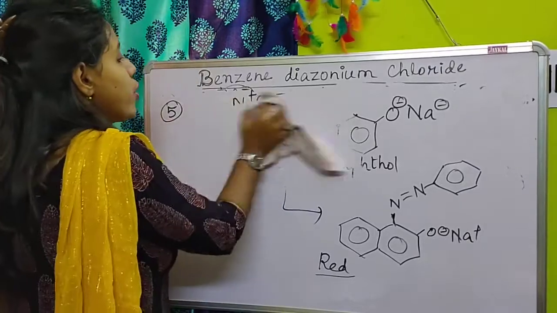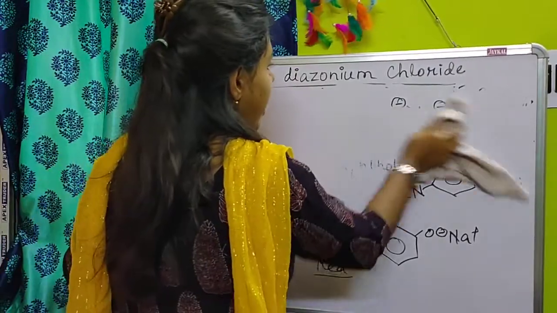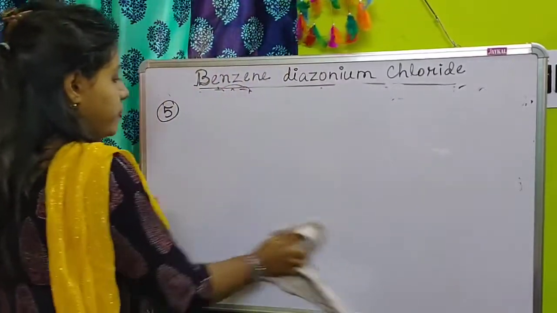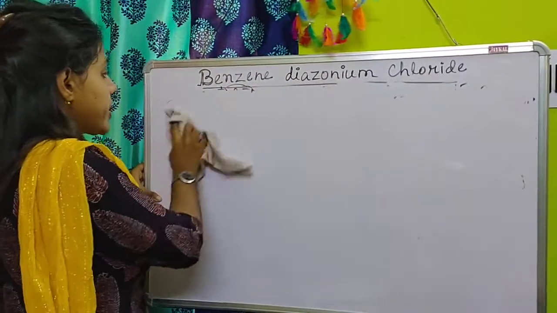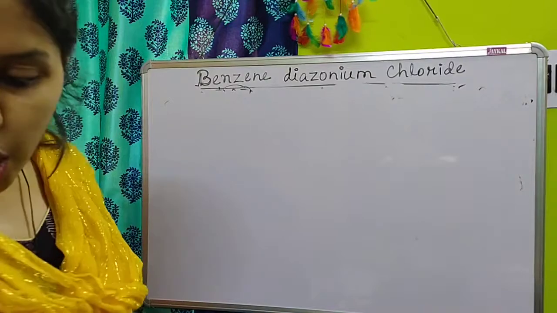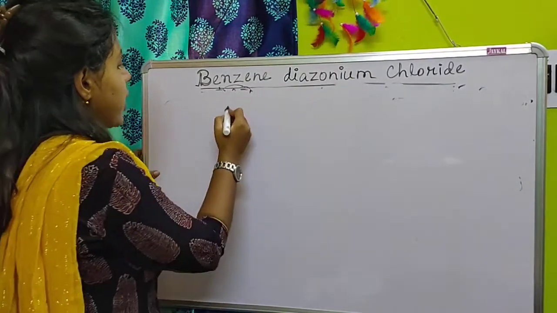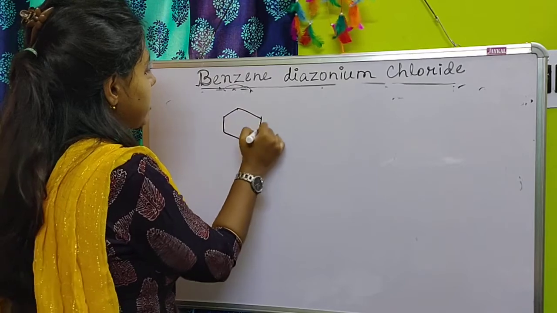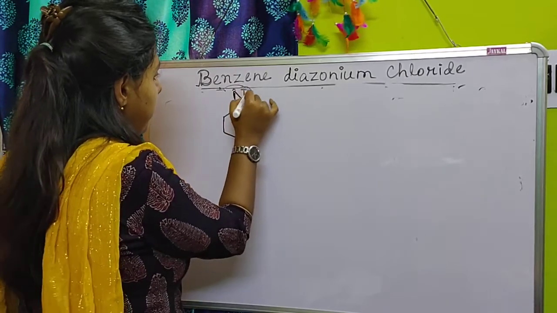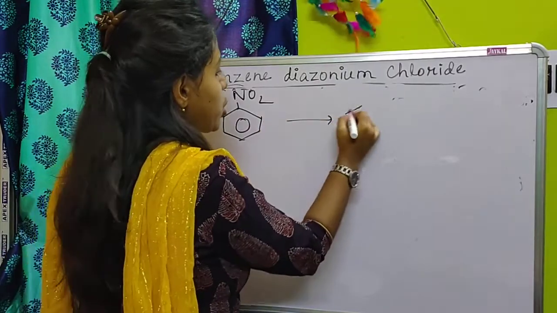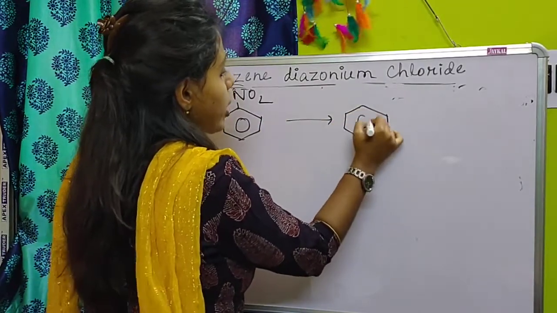Okay, so next we will see few conversion reactions that are related with the diazonium chloride. And these reactions are also important for your exam. Okay, so first example I am showing you, that is conversion of nitrobenzene to para-aminophenol.